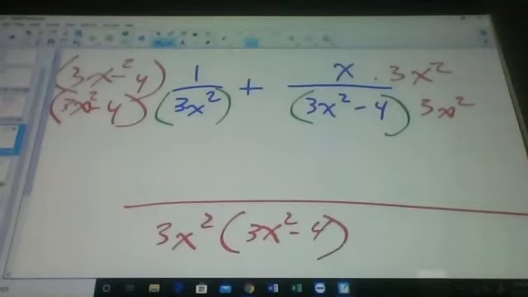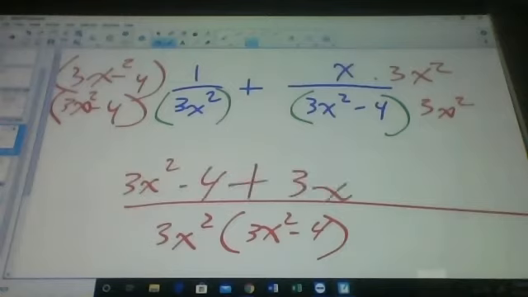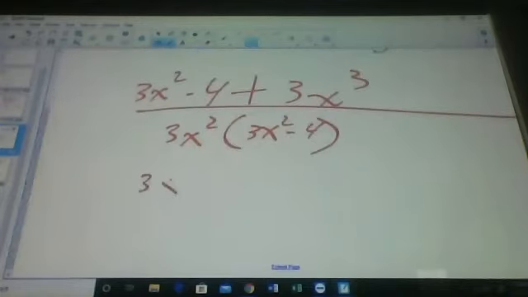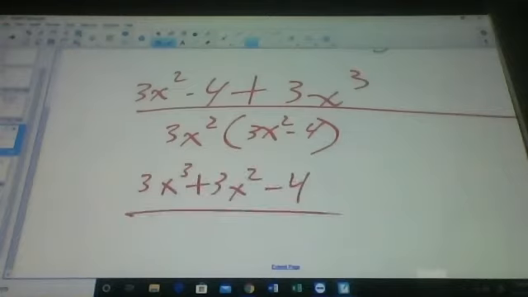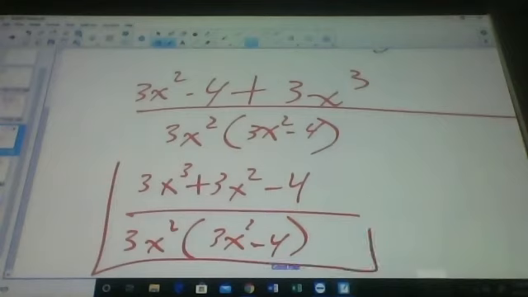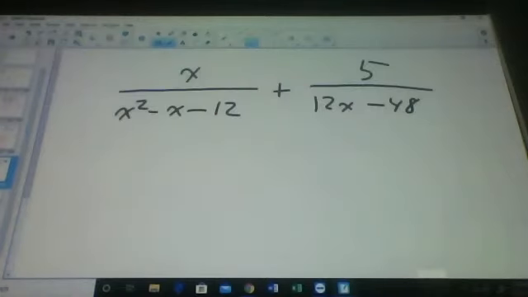Here's my denominator. My numerator is going to be 3x squared minus 4 plus 3x cubed. So now what I would try to do under normal circumstances is factor the new numerator to see if anything comes out, and I would leave the denominator factored. I would not multiply it out. The numerator does not factor. Therefore, that's what I have. Okay? This one, this factors. So let's go ahead and do that.